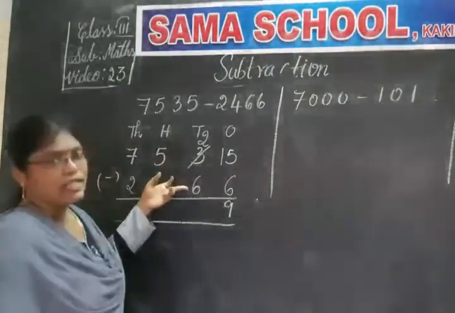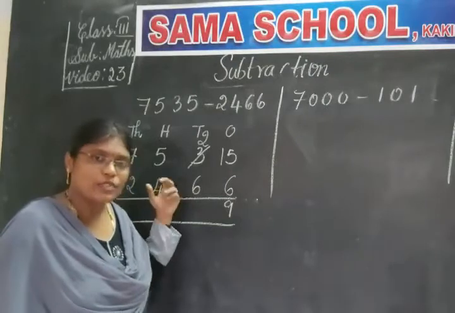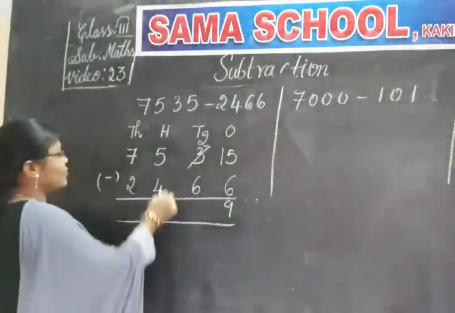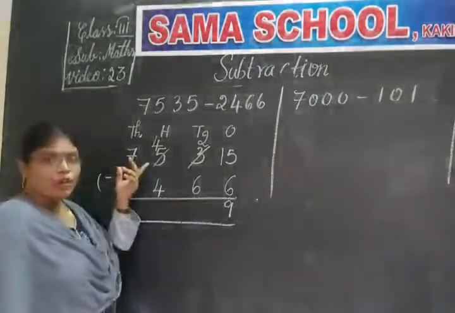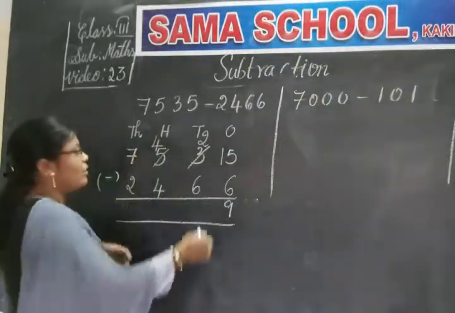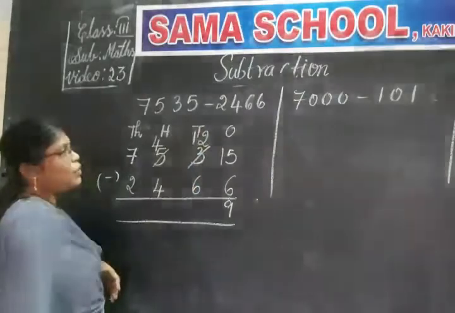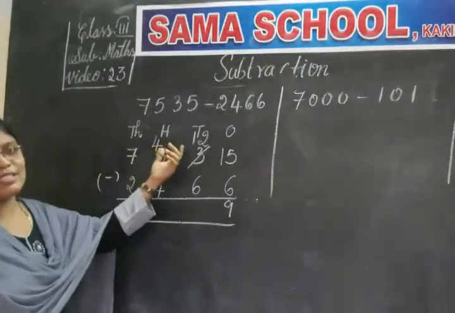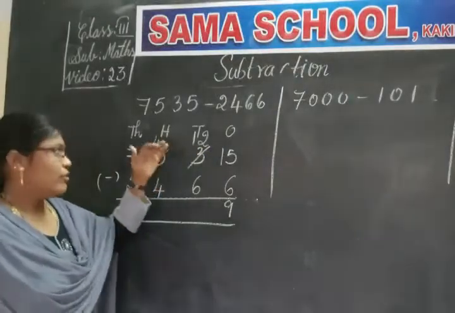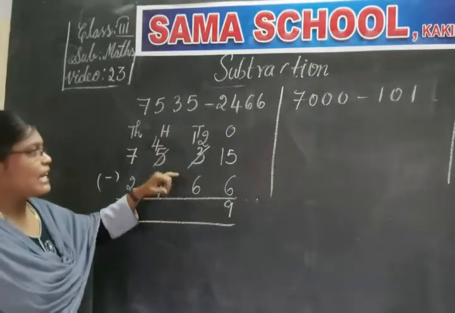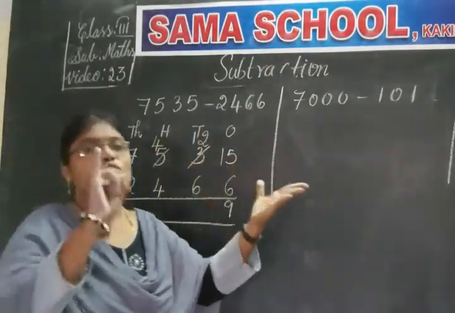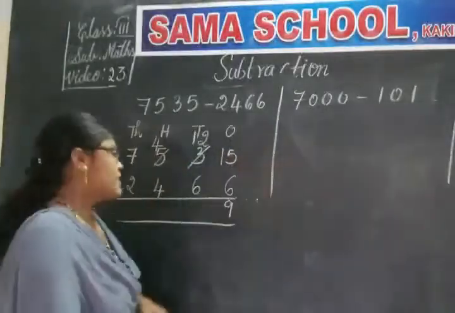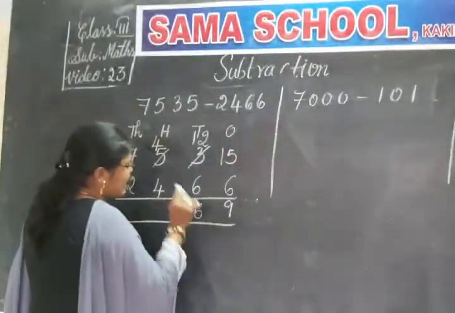2 minus 6. Again you cannot subtract 6 from 2. So borrow again from the hundreds place. Here we have 5. So if we borrow 1 from 5, it will become 4. And that 1 moves to the tens place and the tens place digit now becomes 12. So 12 minus 6. 6 after, till 12: 7, 8, 9, 10, 11, 12. 6. So 12 minus 6 is 6.